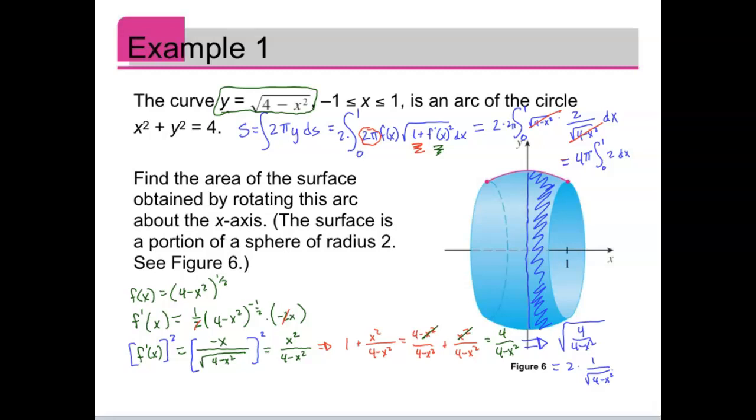Now let's finish this up. Antiderivative of 2 is just going to be 2x from 0 to 1. 4 pi times 2. 8 pi is our final answer. I don't feel bad correcting, but I think there's an extra 2 in there now. Okay.